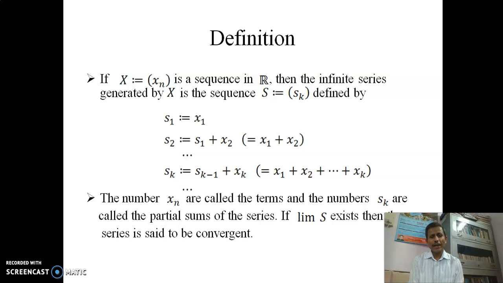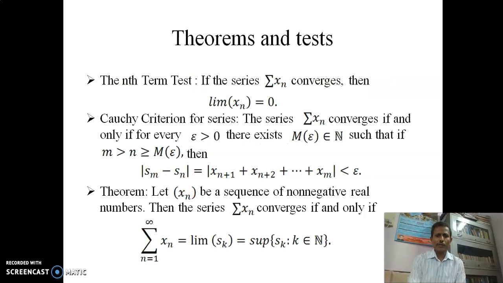Similarly, sk = sk-1 + xk, which means the sum from the first term up to the kth term: x1 + x2 + ... + xk. These are called partial sums. The numbers xn are called the terms and the numbers sk are called the partial sums of the series. If the limit of this sequence exists, then the series is said to be convergent.